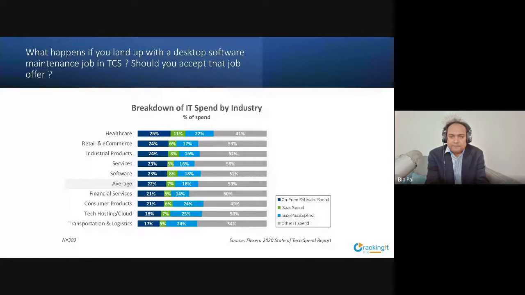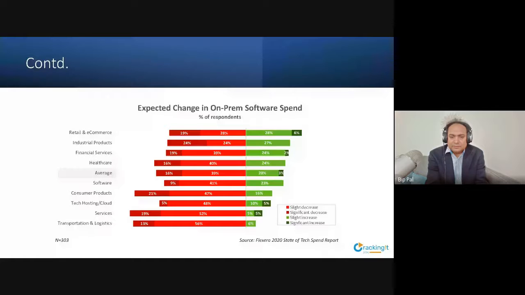These are statistics based on a Flexera 2020 report, on the trend of tech spending. If you look at it, on-premise software, every CIO in every industry, be it healthcare, retail, industrial, no matter which vertical you are in, is saying that spending on it is going to decrease. Instead, most of them are going to be moving to cloud-based and software as a service-based systems, which are more modern and take less maintenance and stuff like that.